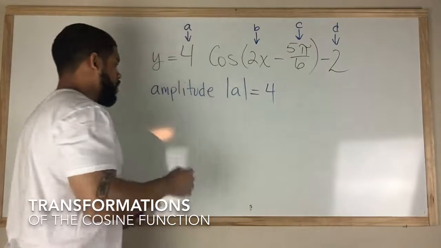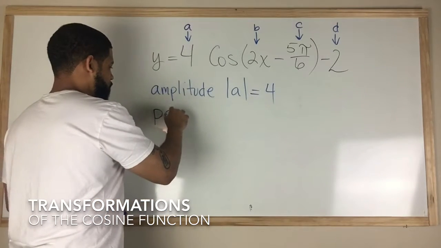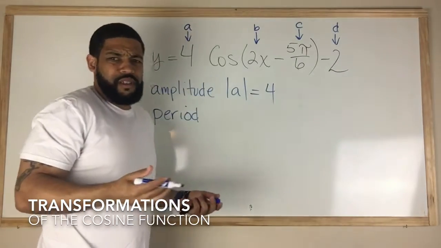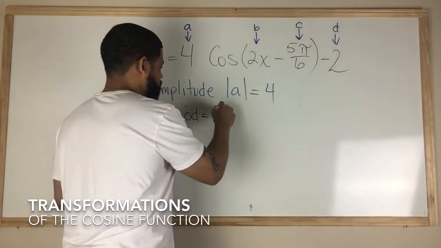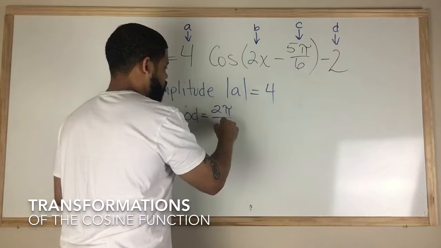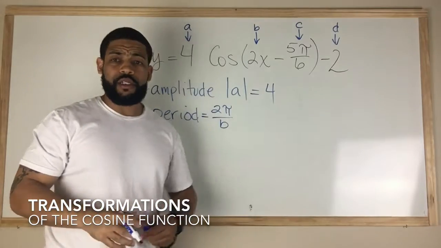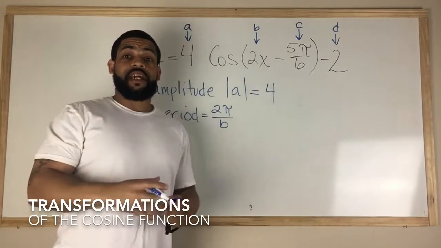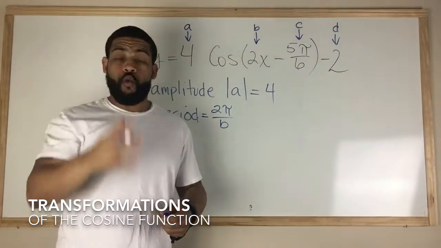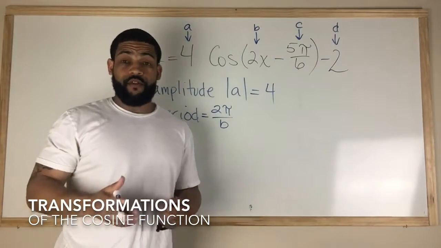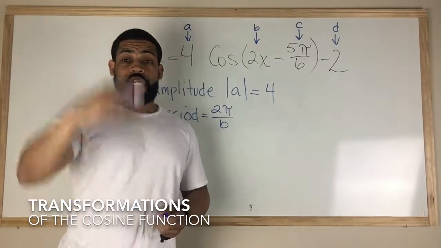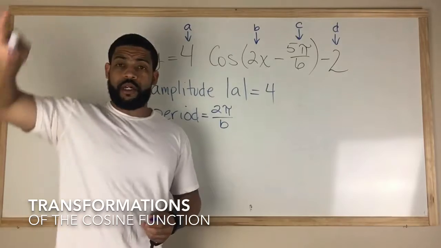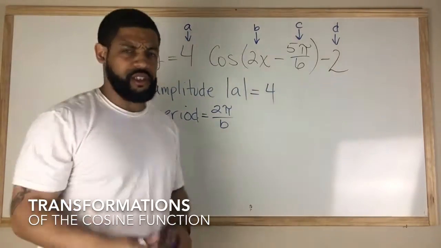All right. So next we want to find the period. What are we talking about with the period? The period is going to be 2 pi over b, and the period is the distance on the x-axis that it takes to go through a full wavelength of this graph. If you're familiar with the cosine function, it starts at the maximum point, goes all the way down to the minimum point, and comes back up to the maximum point. You're going to see that soon.